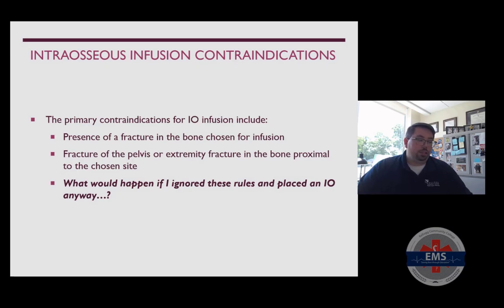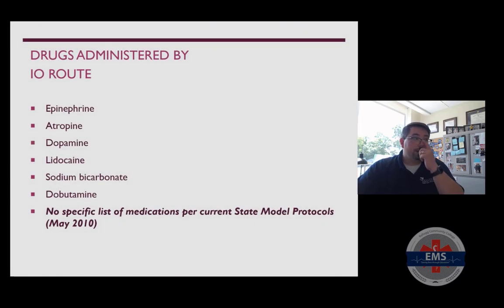We also know that there are some primary contraindications for an IO as well. These include things like the presence of a fracture in the bone that you're choosing to use for the infusion, fractures of the pelvis, or extremity fractures in the bone that's proximal to the chosen site, above the site. What would happen if I ignore these rules and place an IO anyways? Well, they're just not going to work. And again, I need that lifeline in order to provide that life-saving medication or fluids.